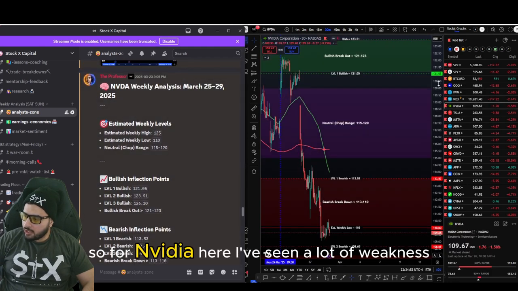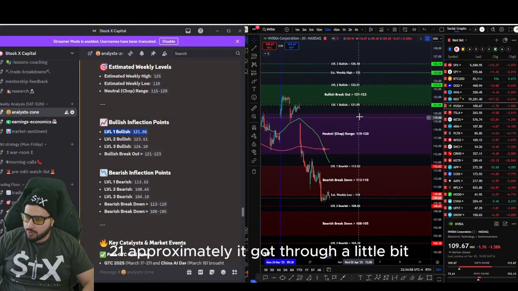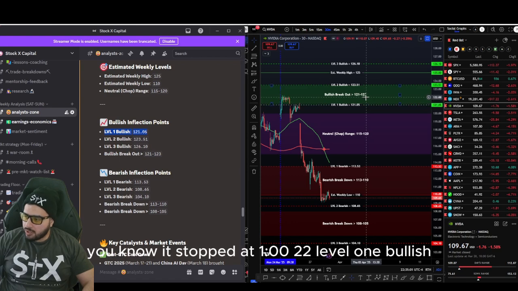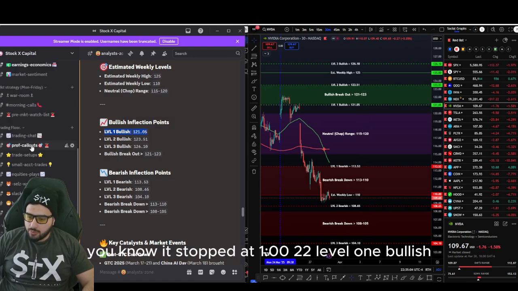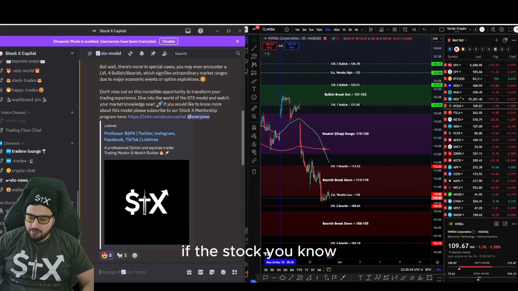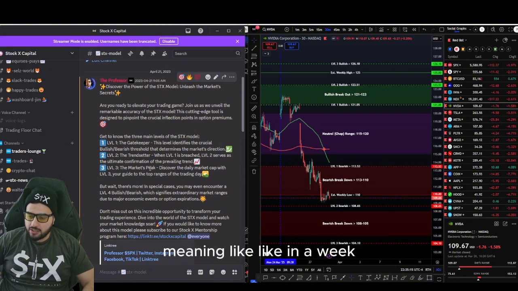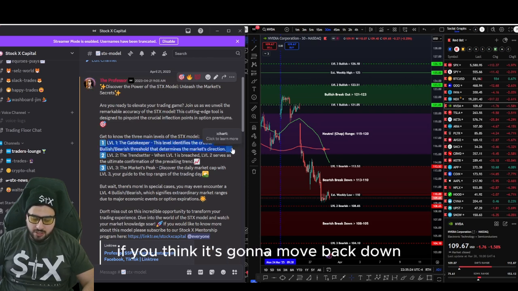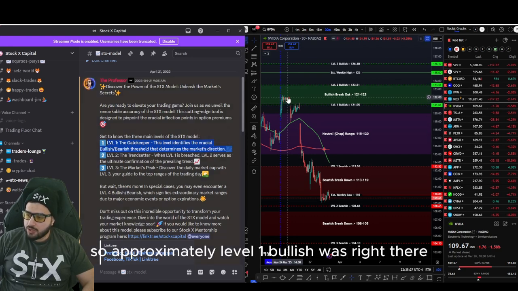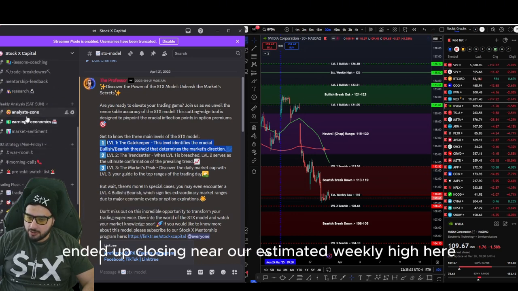So for NVDA here, seen a lot of weakness. NVIDIA pretty much hit our first level, 121 approximately. It got through a little bit, it stopped at 122. Level 1 bullish, that's a gatekeeping level. Usually this level is one where, if the stock has been a weak trending stock, meaning we know semiconductors have been very weak, whenever it hits level 1 bullish, that's a great opportunity to short if you think it's gonna move back down. So approximately level 1 bullish was right there, ended up closing near our estimated weekly high here.